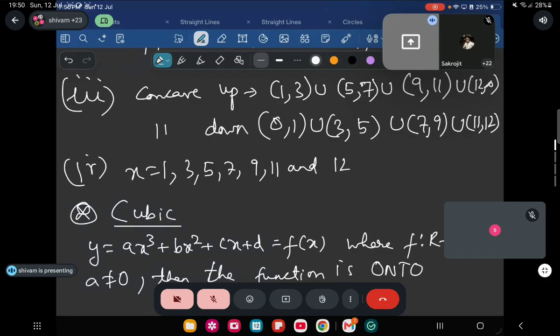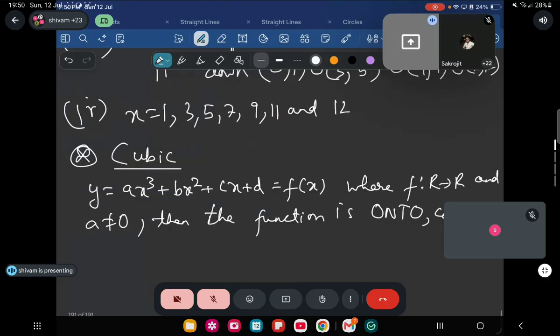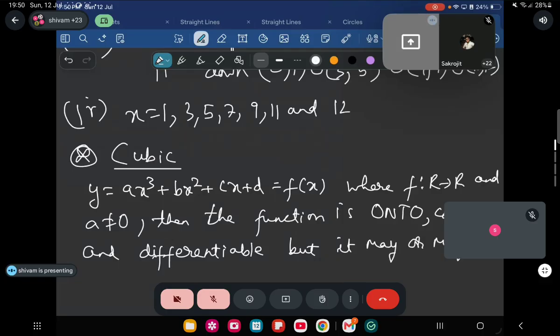Right, tell me everyone. Then the function is onto, continuous, and can I say it is differentiable? Right, all polynomials are differentiable. It's a polynomial, right? Differentiable. But it may or may not be 1, 1. Are you getting? It may or may not be 1, 1.